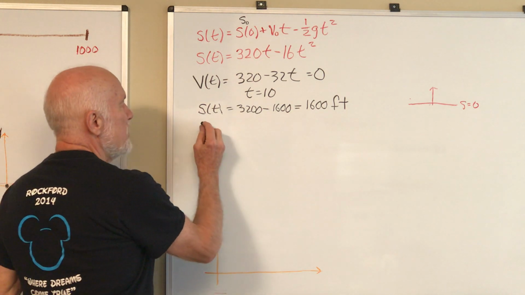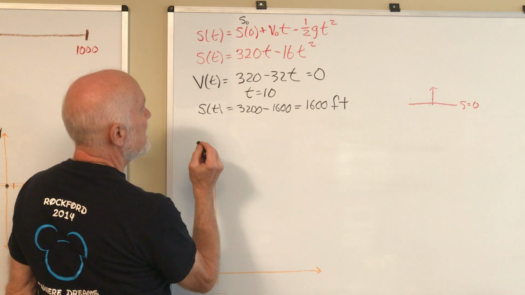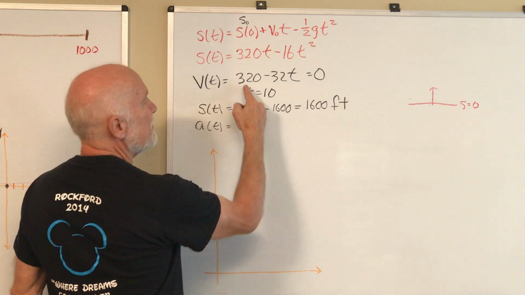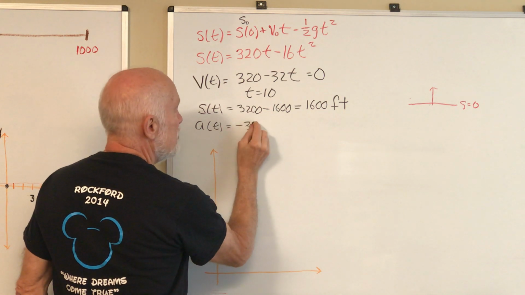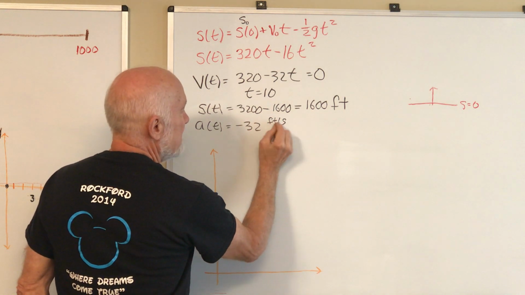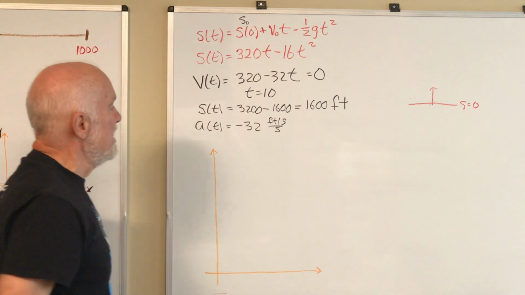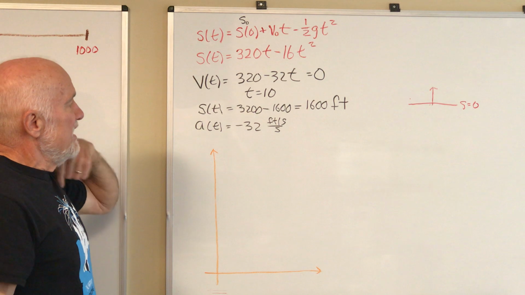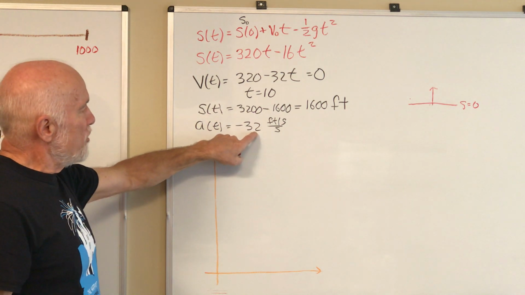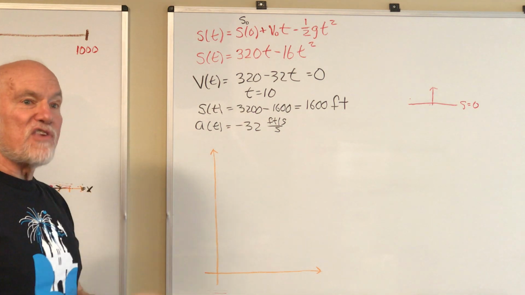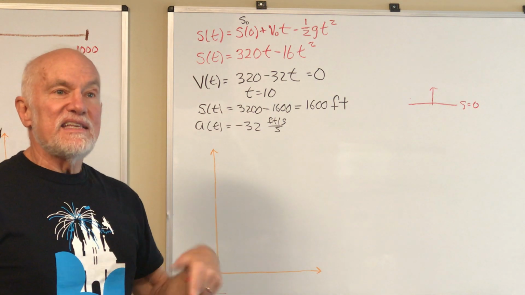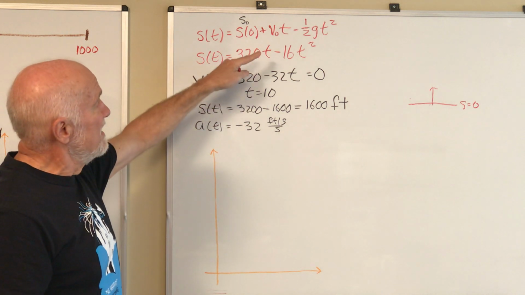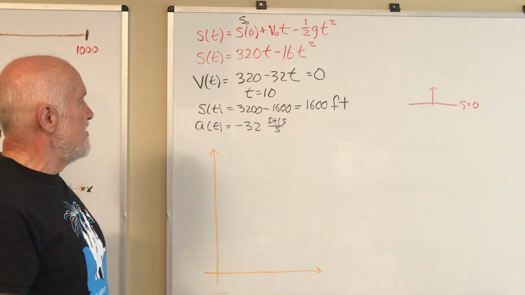And if you took the second derivative and got the acceleration, what do you get? The derivative of this is just negative 32 feet per second. And what does that do? This is due to gravity. Gravity is slowing down that ball at 32 feet per second every second. So it starts out at 320. In 10 seconds, it's going down 32 feet per second every second. That's why it stops after 10 seconds.